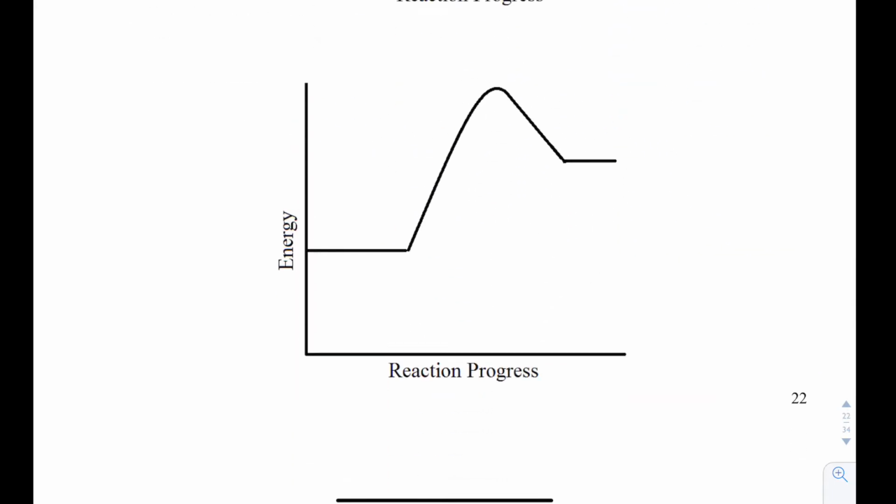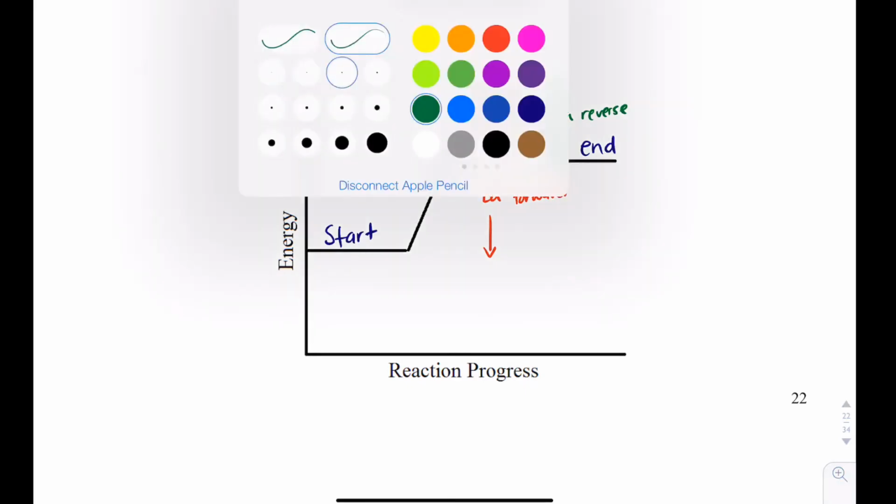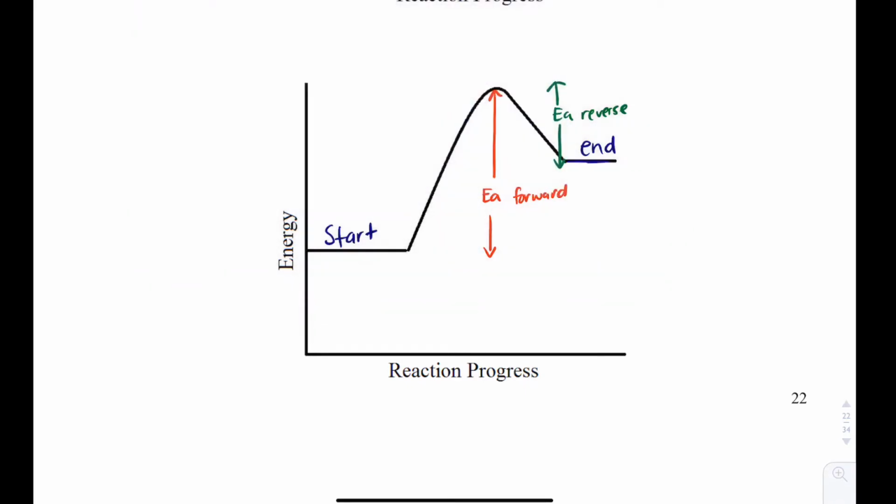Okay, now, same sort of graph, just a little bit different between where we start and where we end. So we start here, we end here. We have our activation energy for our forward reaction. And then we also have our activation energy of our reverse reaction. Here, we end at a place much larger than where we started. And so this would be called an endothermic reaction.